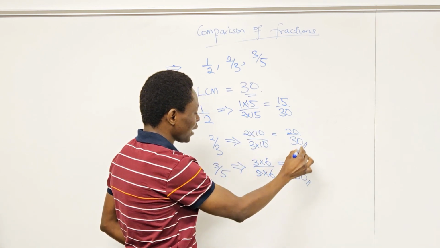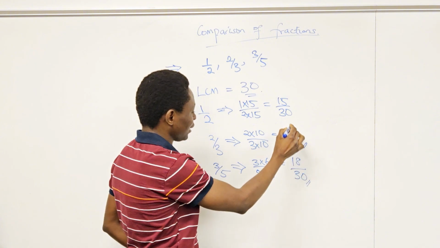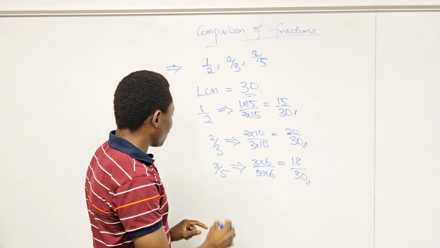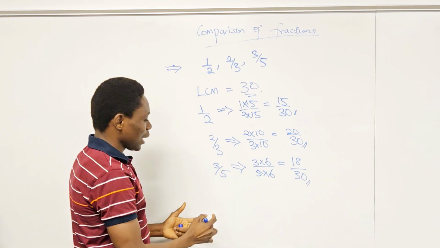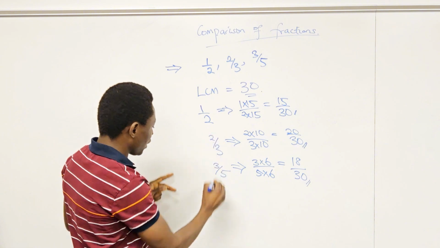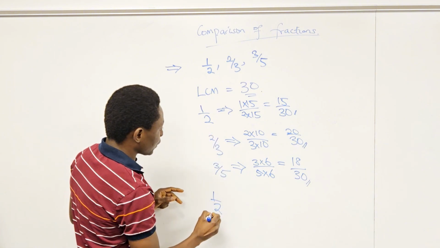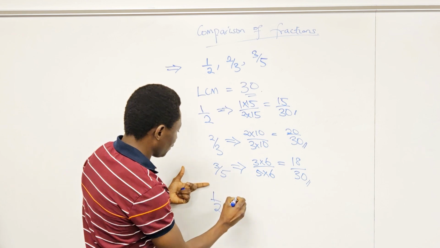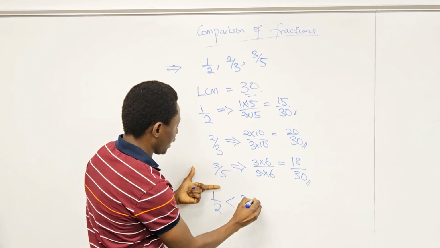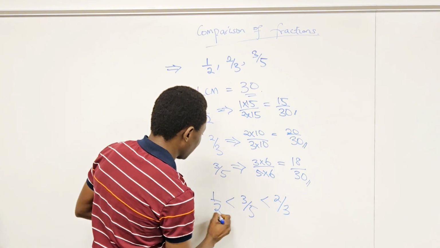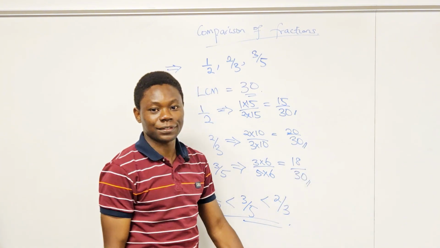20 over 30 is the greatest, followed by 18 over 30, and the least is 15 over 30, right? So we can rank these fractions in ascending order, from the smallest, that's 1 over 2, it's less than 3 over 5, and it's less than 2 over 3, right?